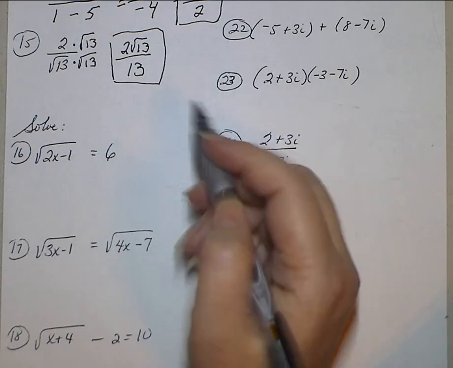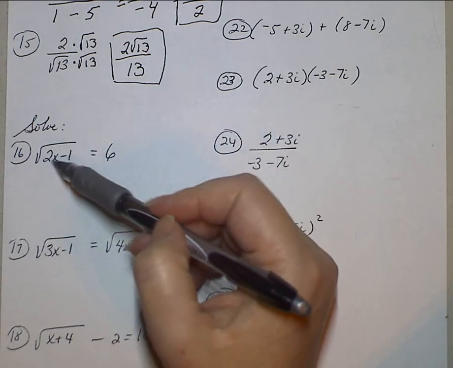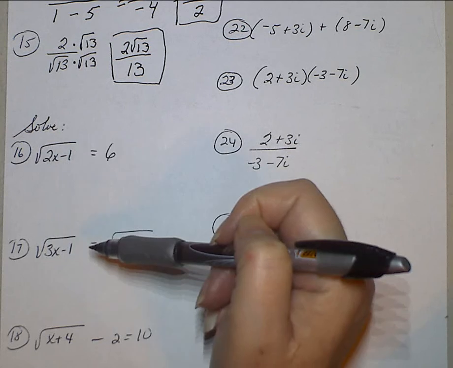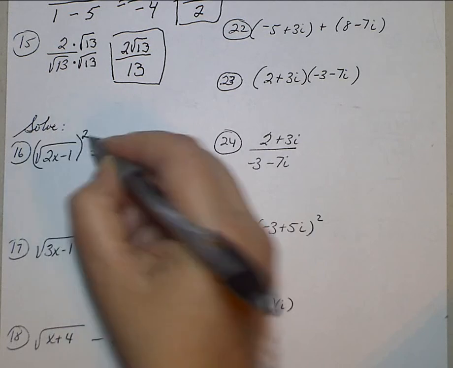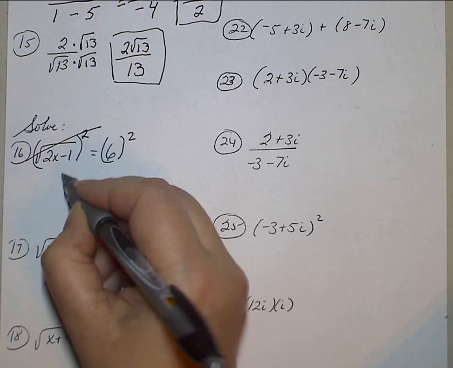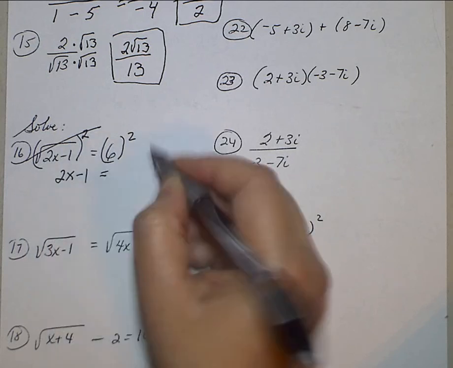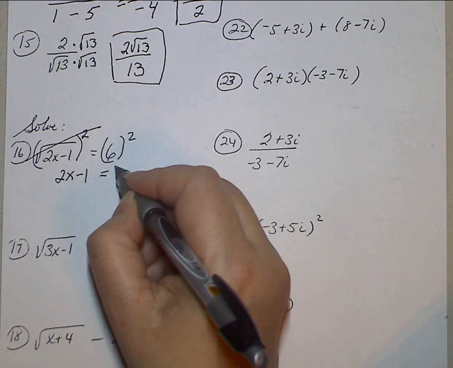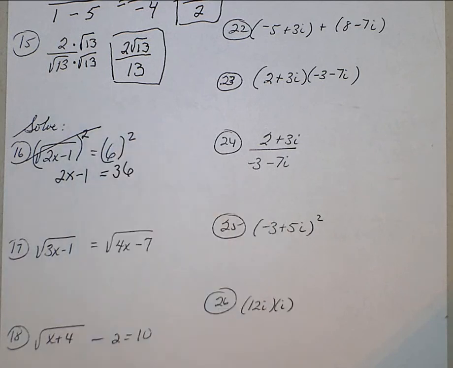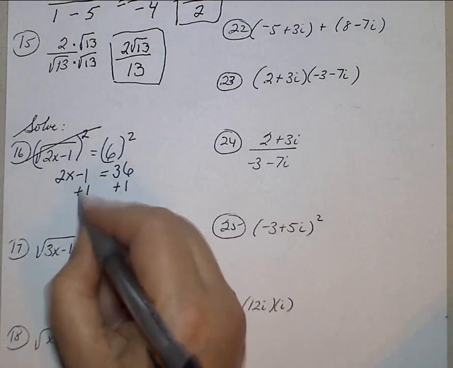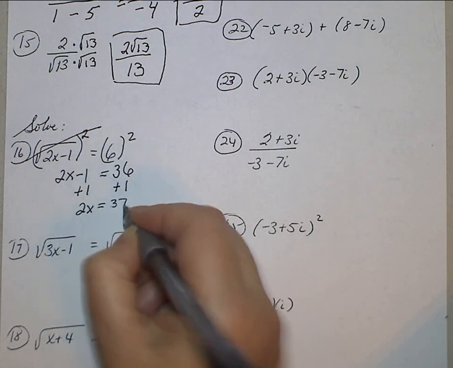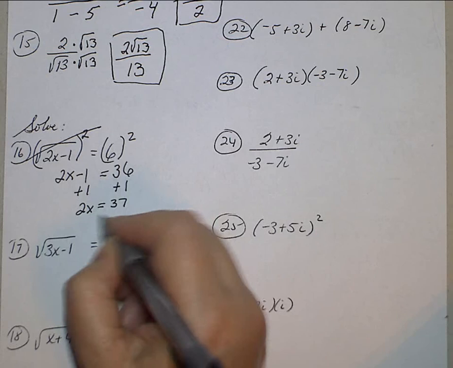Alright, how can I get rid of this square root? I have to square both sides. So I'm going to square both sides. This cancels, so I have 2x minus 1 is equal to 6 squared, which is 36. So then you would add 1 to both sides, and you get 2x is equal to 37. Divide by 2, x is equal to 18.5.